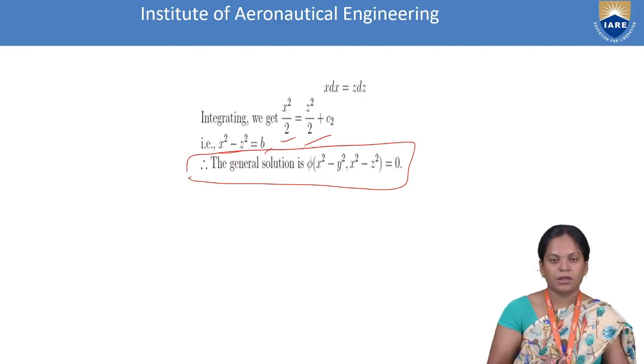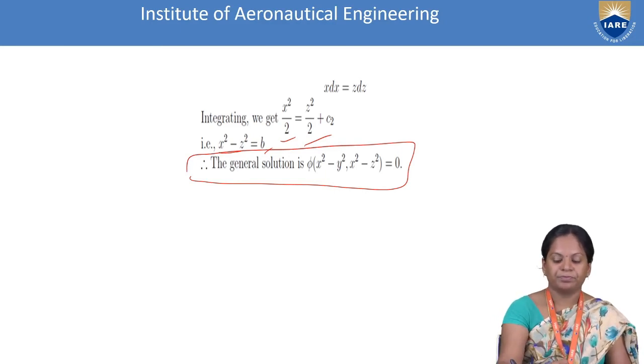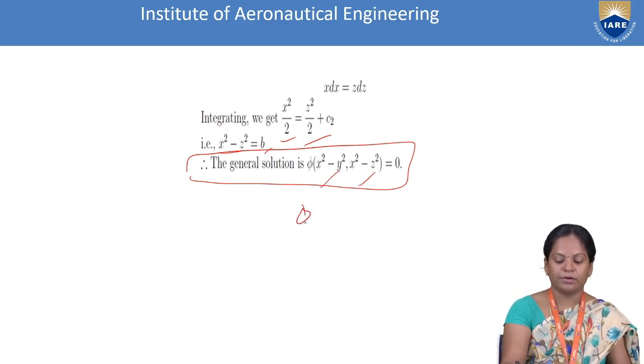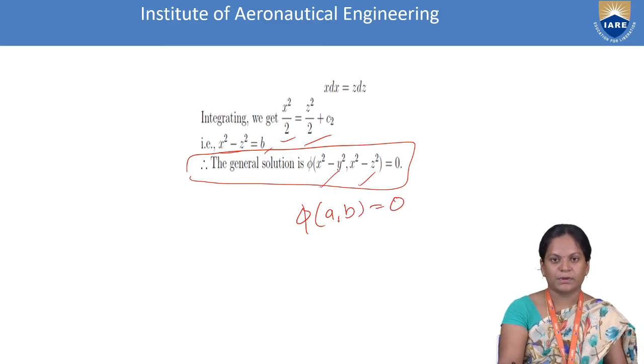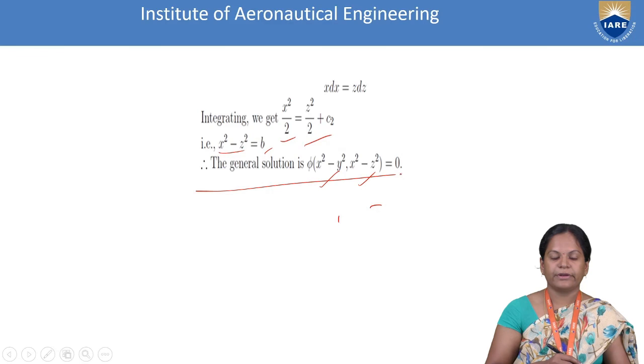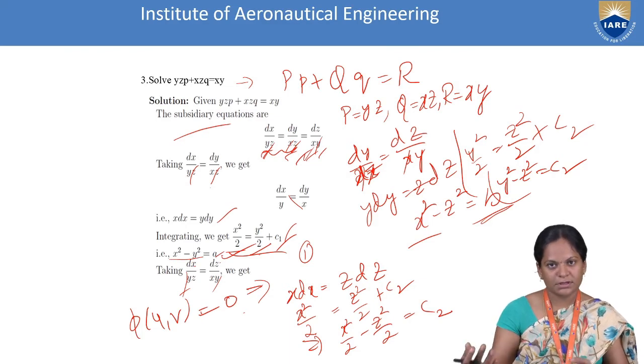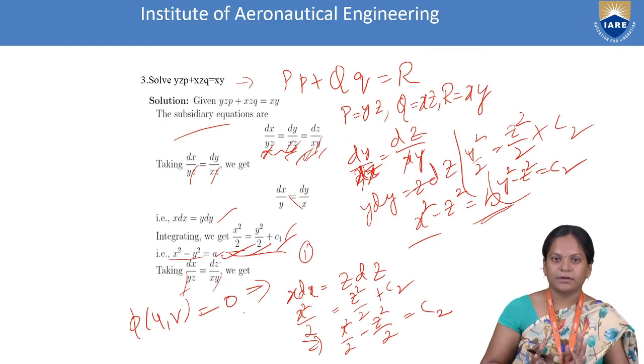partial differential equation. The given partial differential equation is a linear partial differential equation. Then we'll get phi of u, the first solution, and v, the second solution, or we can write phi of a comma b equal to 0. A and b are nothing but functions of x, y, z. So the general solution is phi of u comma v equal to 0. If we take second and third, we'll get another solution. If you want, you can consider a third solution also. No problem. Either consider 1, 2 or 2, 3 or 1, 3.